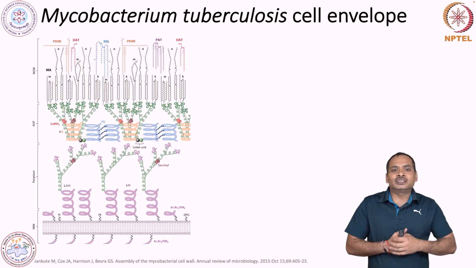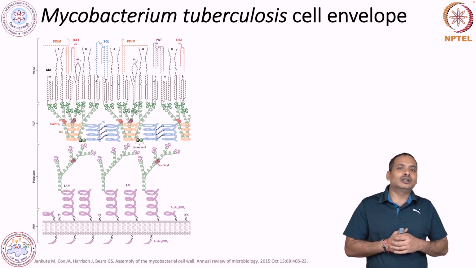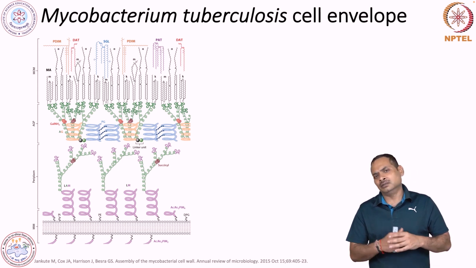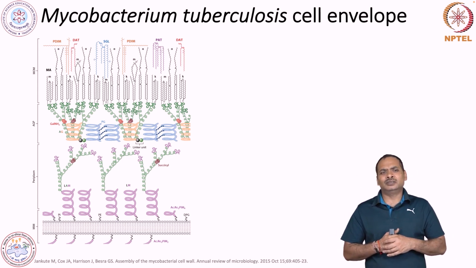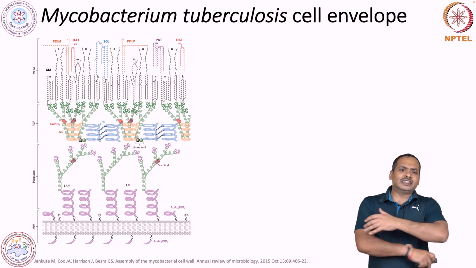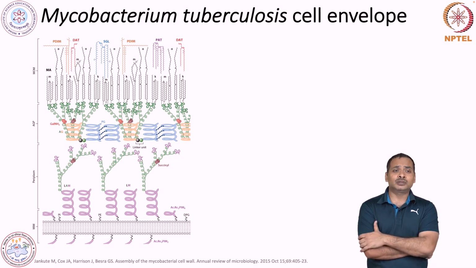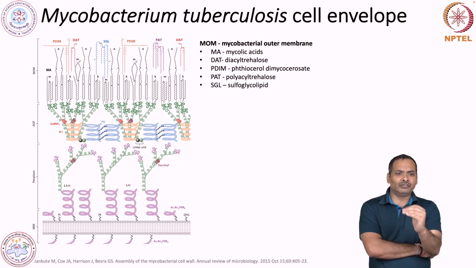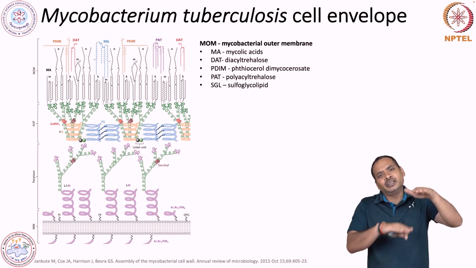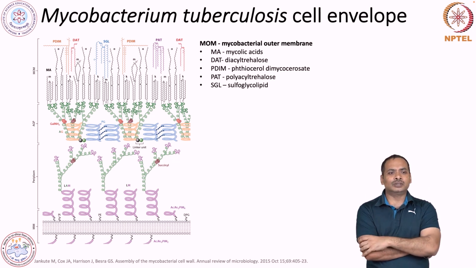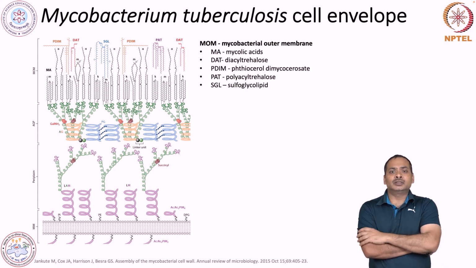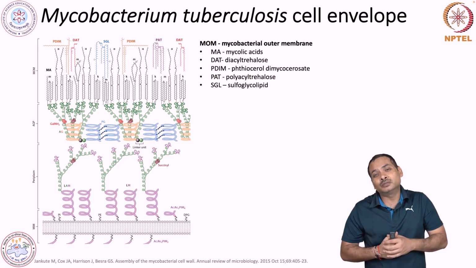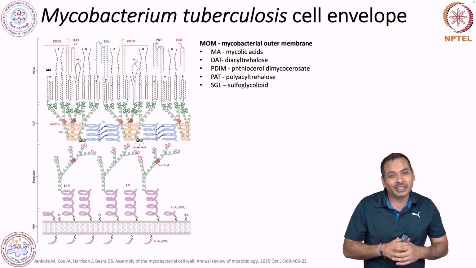Now let's look at how the Mycobacterium tuberculosis wall and the other things are there. So this is the cell envelope of Mycobacterium tuberculosis. Here you can see that the cell wall, or envelope, is divided into several distinct groups. One is the mycobacterial outer membrane. This mycobacterial outer membrane basically resembles that of gram-negative bacteria.